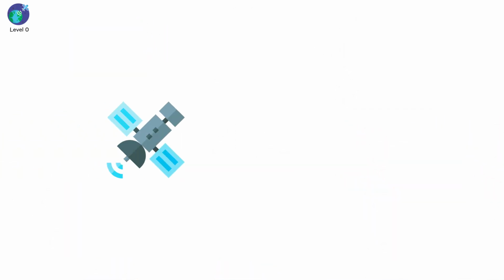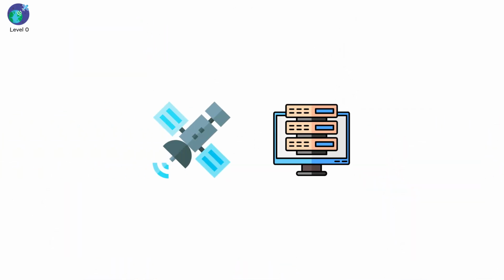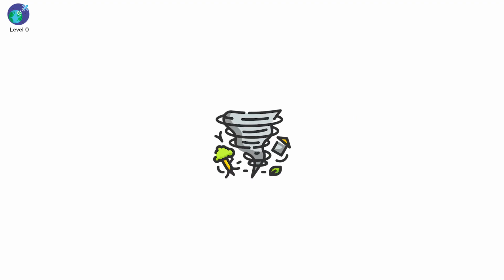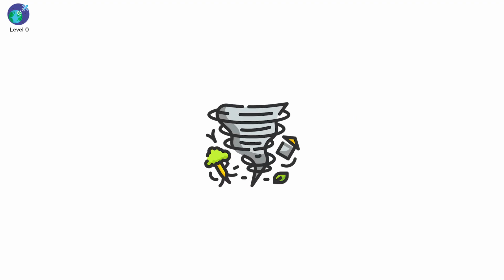Level zero. It doesn't start with satellites. It doesn't start with supercomputers. It starts with a shovel, a wooden door, a dark space carved into the ground. For centuries, before forecasting and warning systems, the only defense against a tornado was the earth itself.